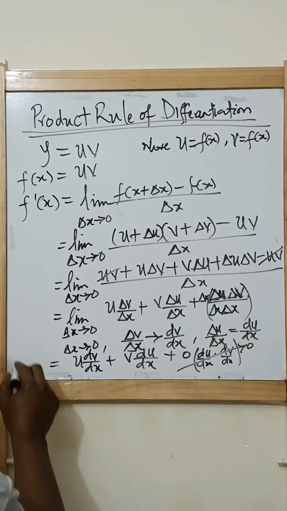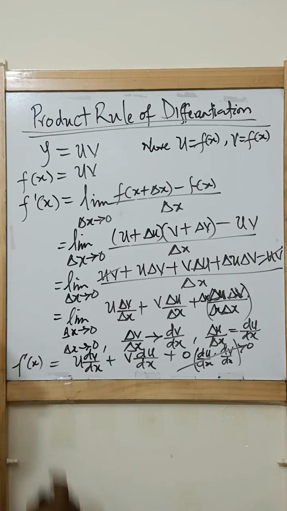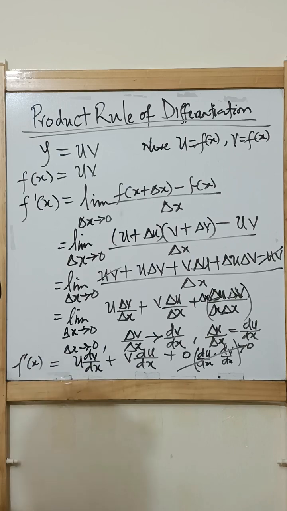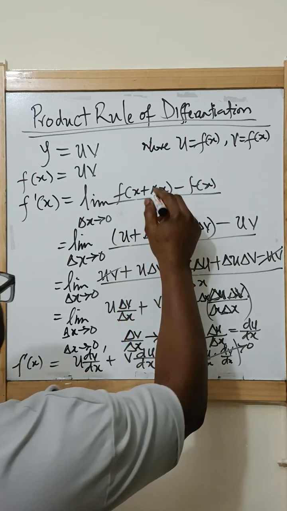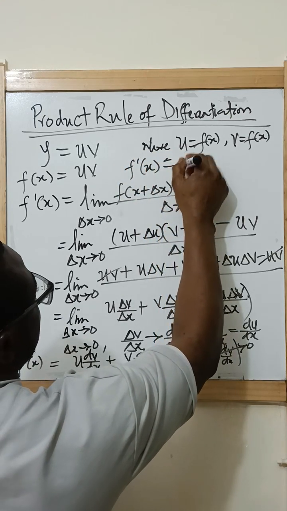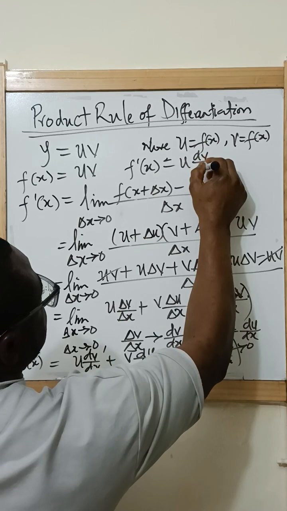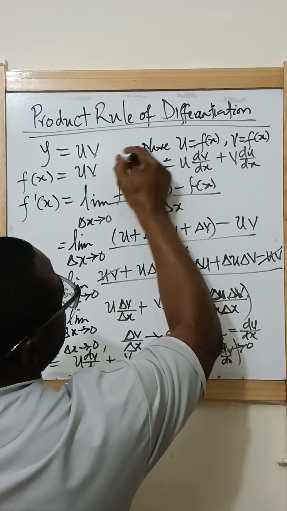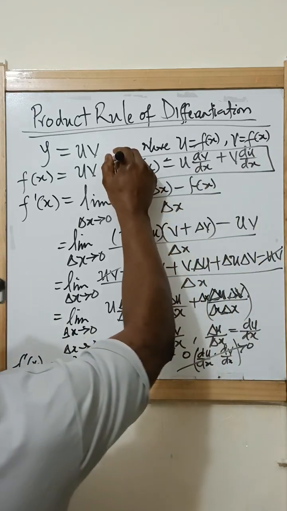So our f prime of x is going to be u dv dx plus v du dx. That is the formula for the product rule. So the formula now is f prime of x equals u dv dx plus v du dx, for the product rule.